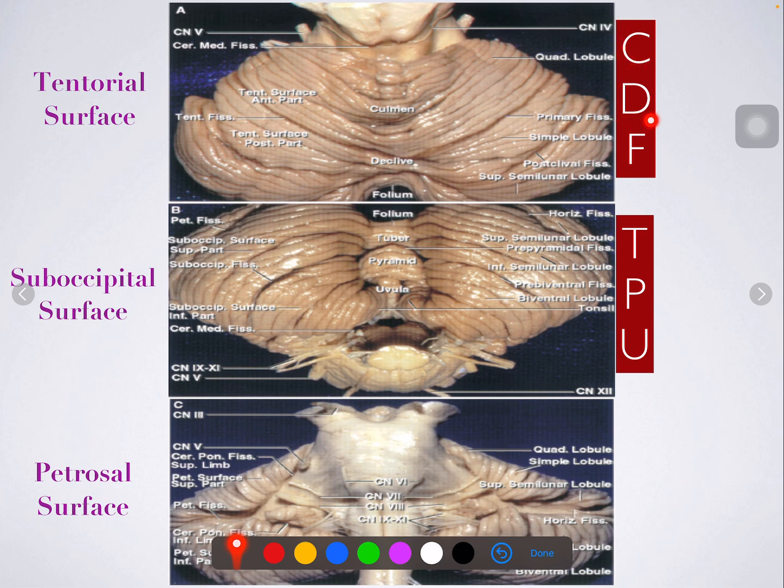So the culmen, declive, and folium are in relation to the tentorial surface, and the tuber, pyramid, and the uvula are in relation to the suboccipital surface of the cerebellum. It's important, we'll talk about them later again when we talk about the anatomy of the posterior fossa and the surgical approaches to the posterior fossa.